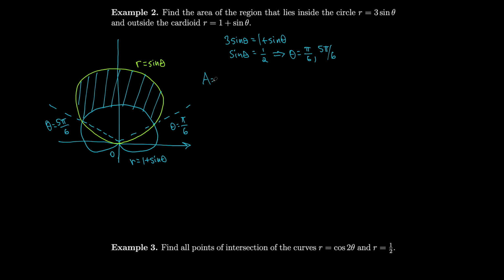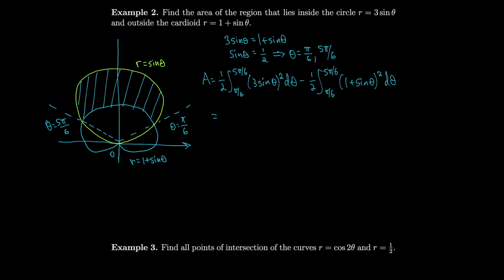So our area is half of the integral from pi over 6 to 5 pi over 6 of (3 sine theta) squared d theta, minus half of the other integral from pi over 6 to 5 pi over 6 of (1 plus sine theta) squared. So this one is our green circle, and this one is our cardioid that we're cutting out, and we're left with the area in between them.